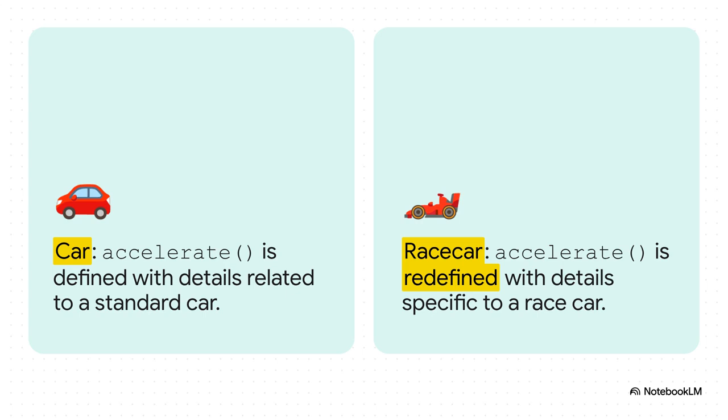A race car is a perfect example. It's a special kind of car, right? So they both have an accelerate method. But if you call that method on a regular car, you get, well, regular acceleration. But call that exact same method on a race car object, and whoa, you get a completely different, much more powerful result. Same command, totally different outcome, all based on what the object actually is.